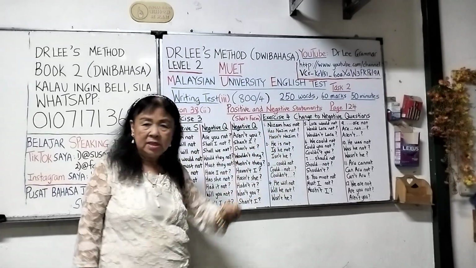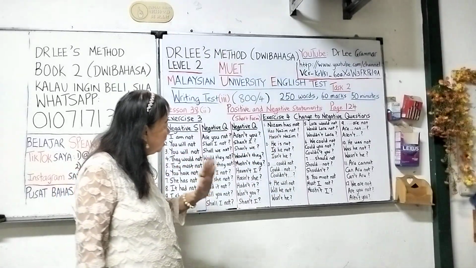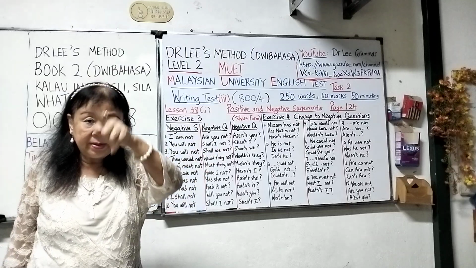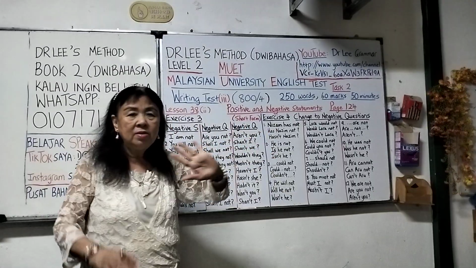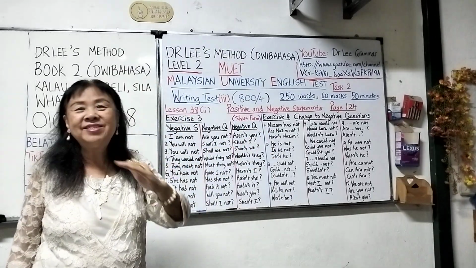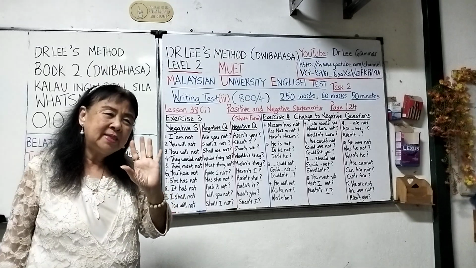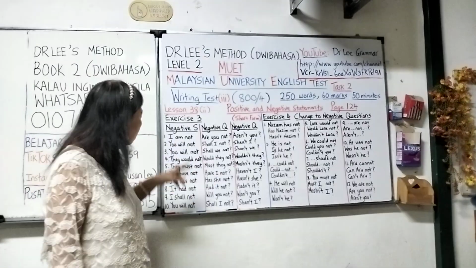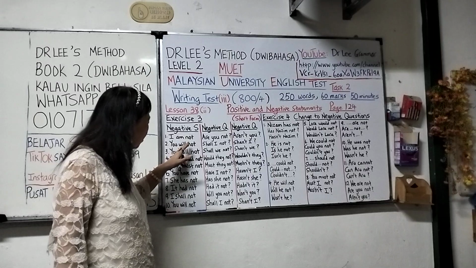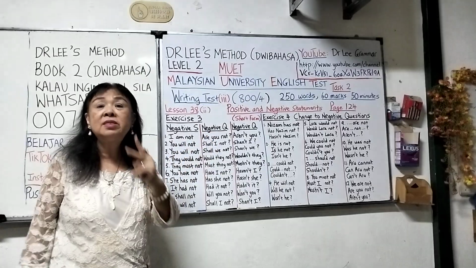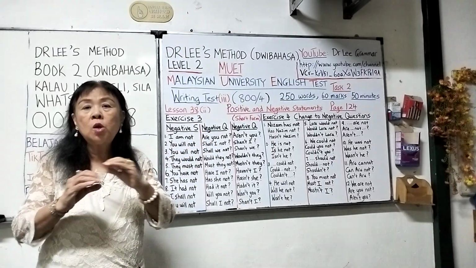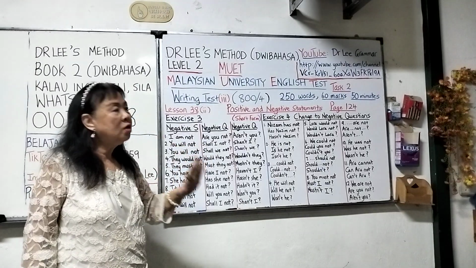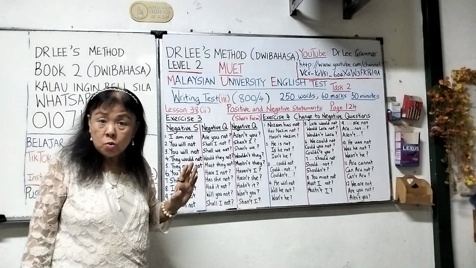Now exercise 4 is the same thing. The only difference is that exercise 3 I do in a table form, but exercise 4 I write the sentences out. So the format is different, but the answers are still the same. So I am not: when you change to a negative question, there are 2 ways. One is the long way, are you not? And the short form is aren't you?